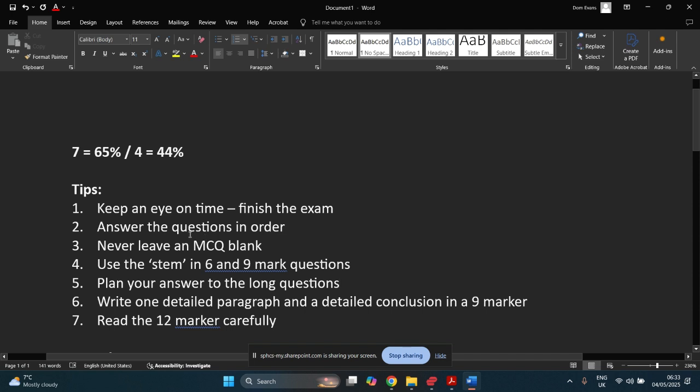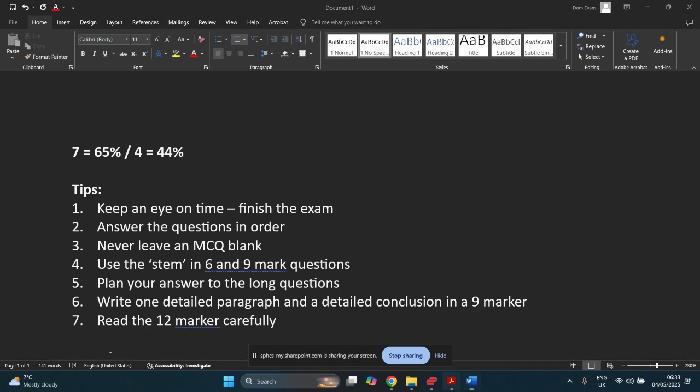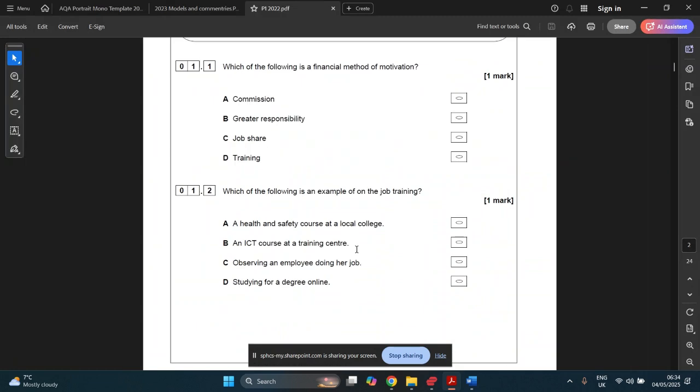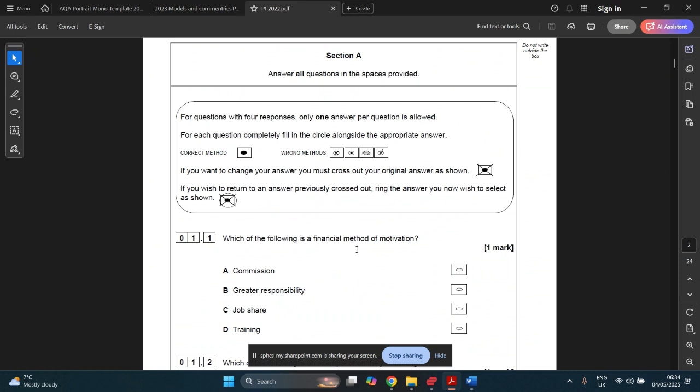So tip number 2 is answer the questions in order. That means starting with section A, starting with the multiple choice questions. Never leave a multiple choice question blank. I see this in mocks every year where students leave a question blank. I'm sure their thinking is, I'll come back to that at the end of the paper when I've had time to think about it. Never do that, because the end of the paper is an hour and 45 minutes later, you will have forgotten.